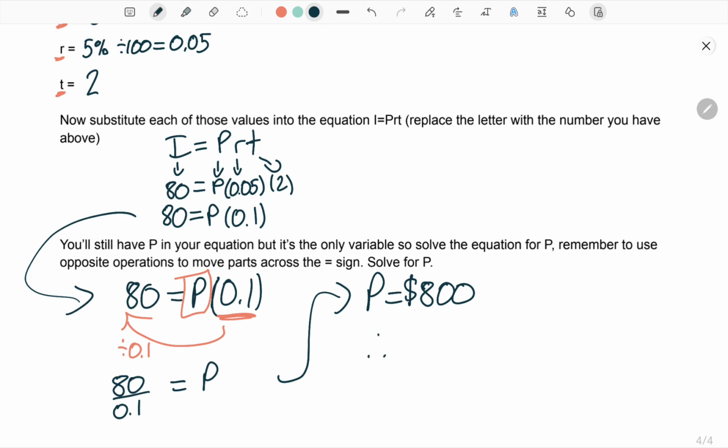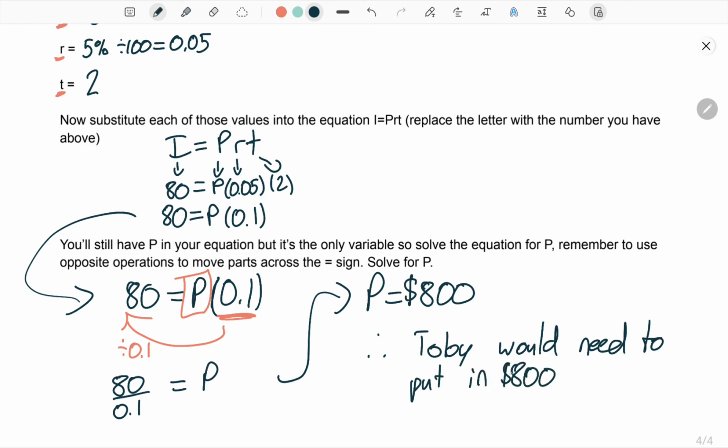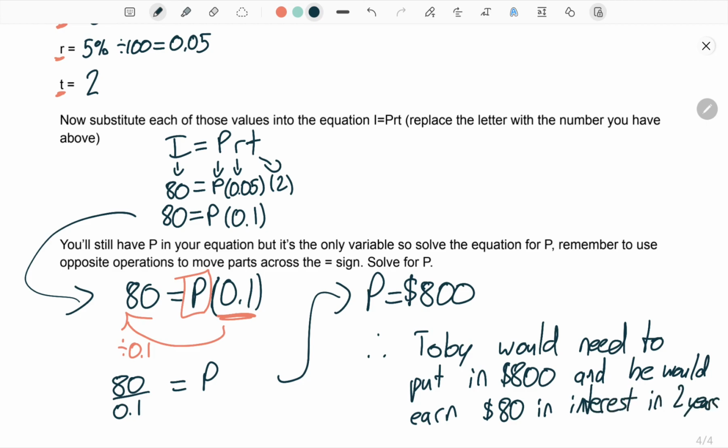So therefore, Toby would need to put in $800, and he would earn $80 in interest in 2 years. So without doing anything whatsoever, just by simply having that money in an account, he gets a free $80. All right, and that's a look at the different parts of that investigation.